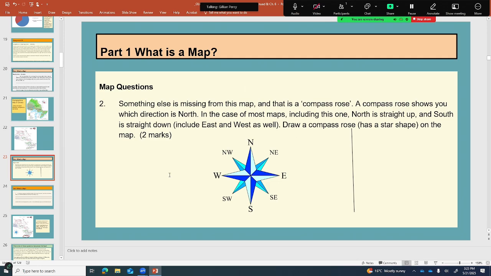They want you to draw a compass rose on your map. There's an example of kind of a complicated one. You can look for simpler ones, but make sure you get all the directions in there, like northeast, southeast, southwest, and northwest as well. Okay? Don't just include the north, south, east, west.